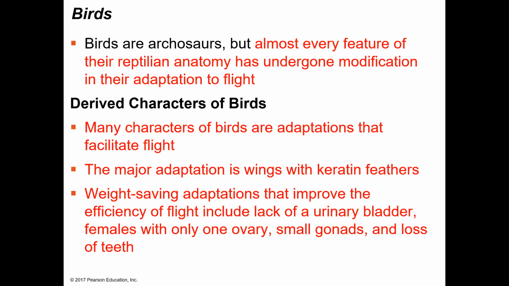A major adaptation is the wings that they have with keratin feathers. Other adaptations that have allowed for flight to take place are weight-saving adaptations. So lack of a urinary bladder, females that only have one ovary, small gonads, and loss of teeth, which contribute to weight, are another thing that birds have as a derived character.